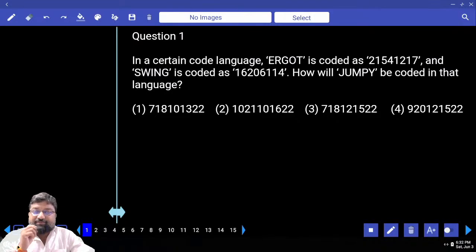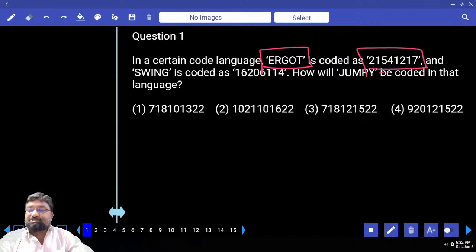Whenever you come across this type of question where letters are coded with numbers, they can be related to place values. But count the number of letters here. How many letters do I have here? 5. Count the number of digits here. How many digits do I have here? 8 digits. The number of letters and the number of digits is not the same.